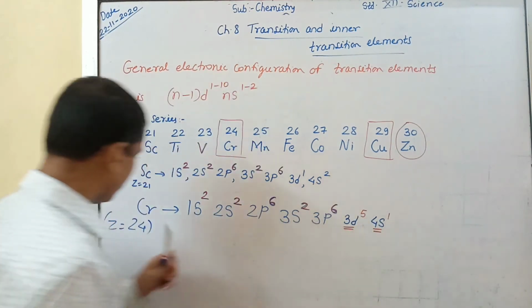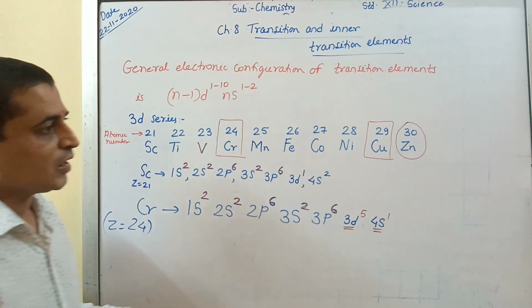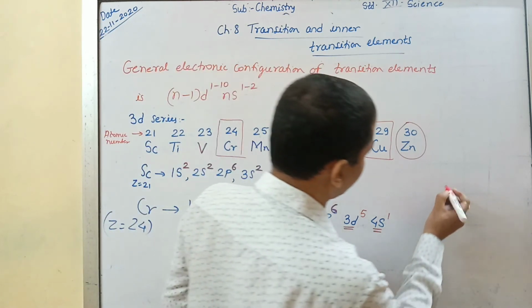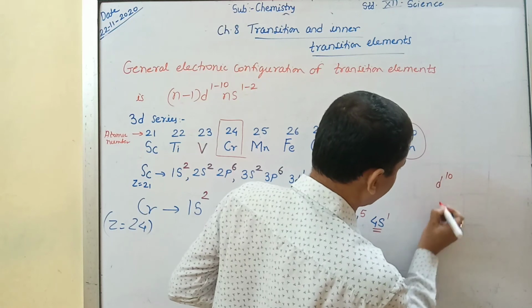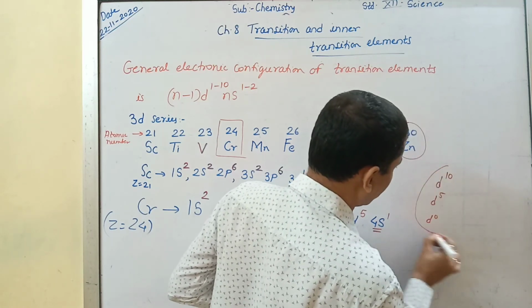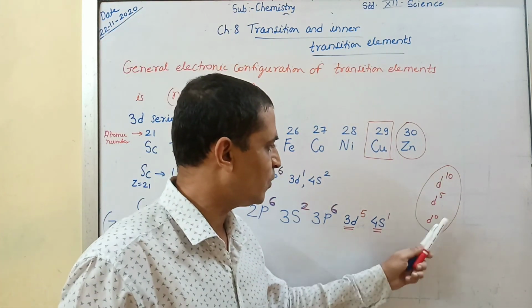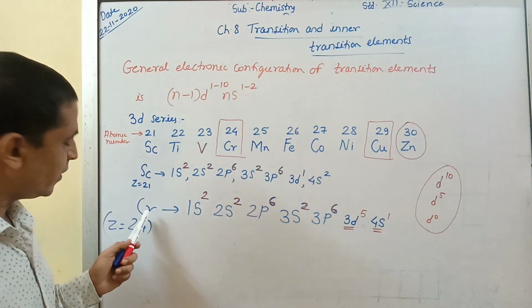So due to this, chromium has extra stability, and extra stability is provided to an element when it has d10 or d5 or d0. That means if the d subshell is completely filled, if it is half filled, or it is empty, then they provide extra stability to that particular element or ion.